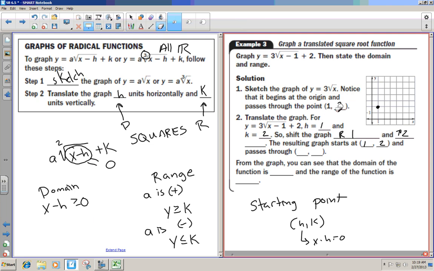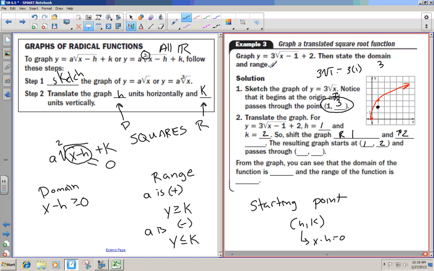Actually, erase this. I'd start over, but I'm already about 20 minutes in. This isn't 1, 2. What this graph here is asking you for, this is saying put 1 into that x. So 3 square root of 1, that's 3 times 1, that's 3. So the parent function goes through 0, 0, and 1, 3. So this is the parent function.